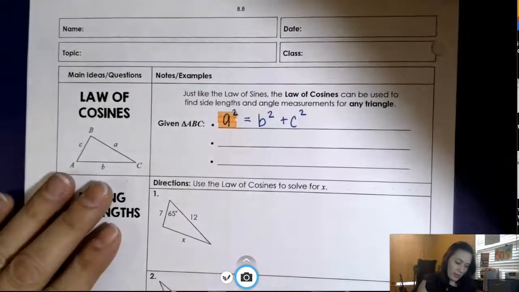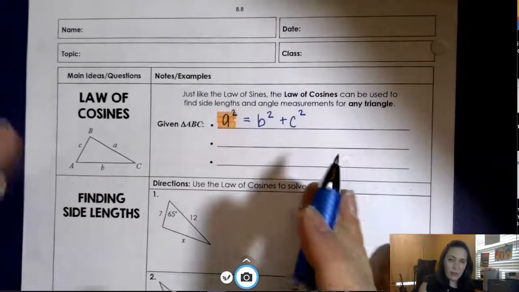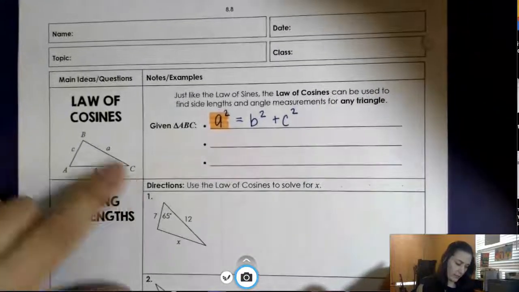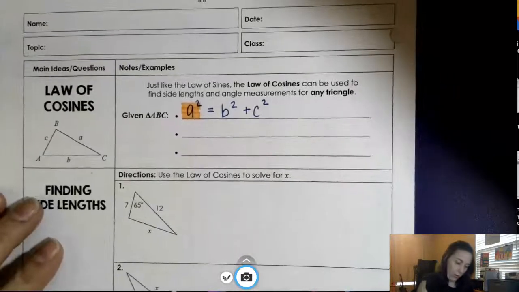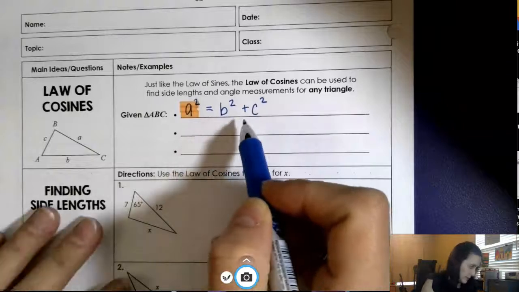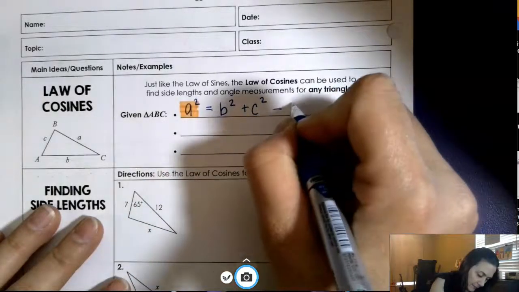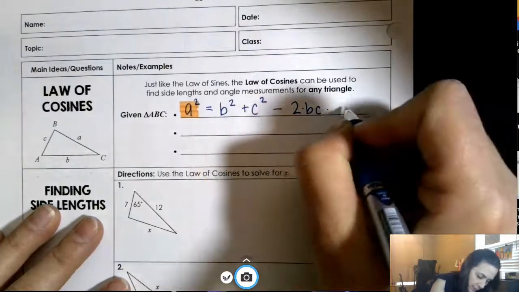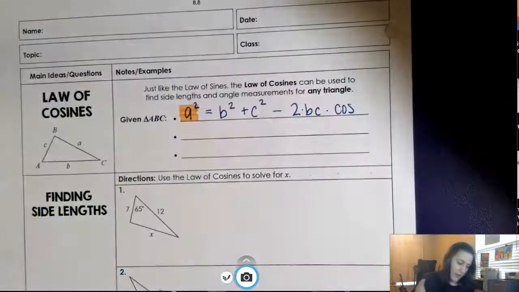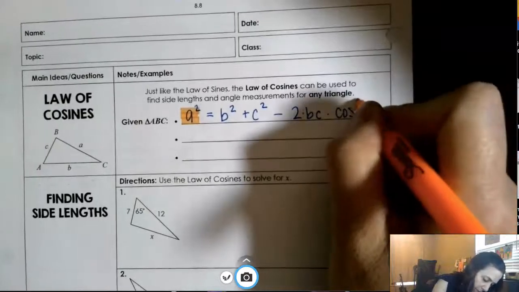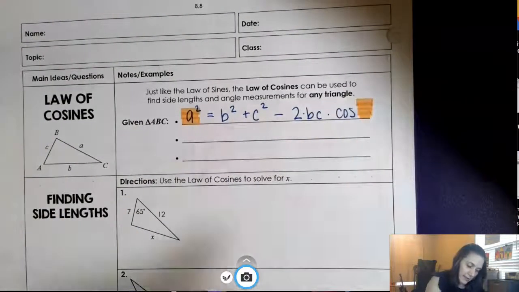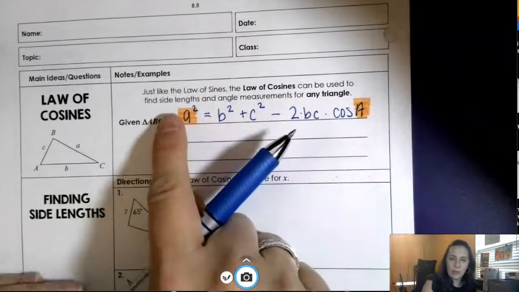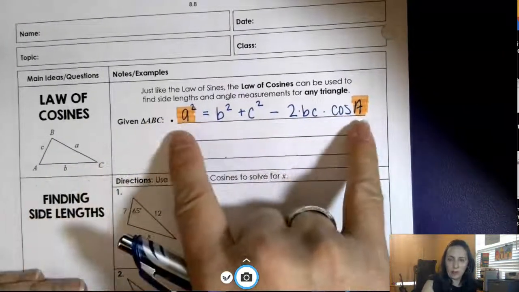So our formula is going to start out pretty similar to Pythagorean theorem, but it's not a right triangle. We have law of cosines, and we're going to use it when we don't have a right triangle. So a squared is going to equal b squared plus c squared minus 2 times b times c times cosine of angle A. So I'm just going to highlight this so you see that whatever the angle is that you have or the side that you're looking for, those are the two pieces that go on the ends.